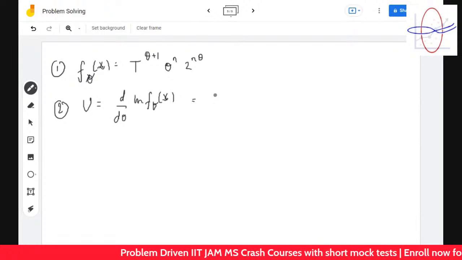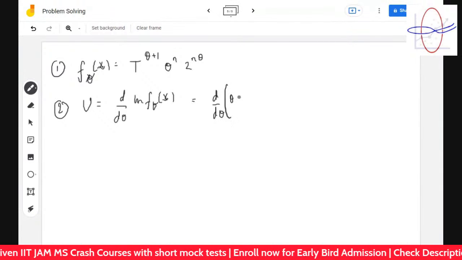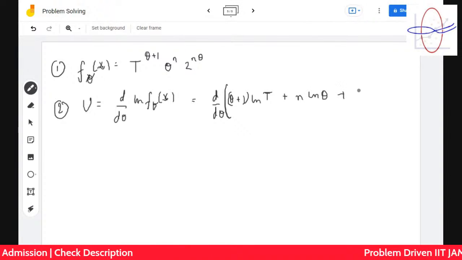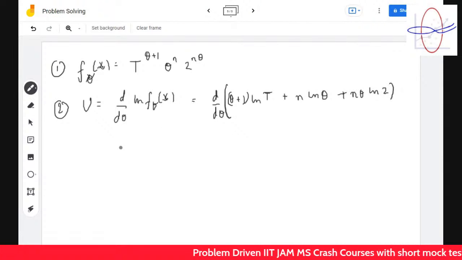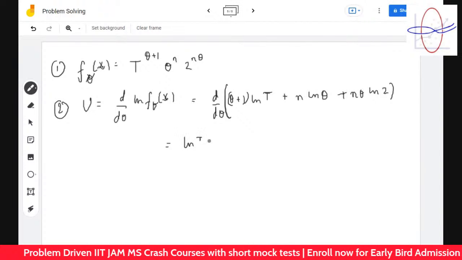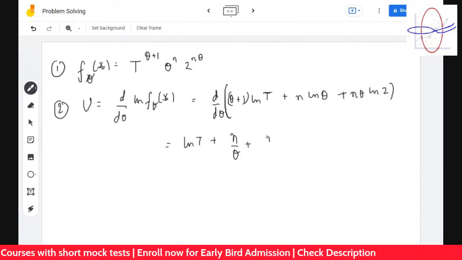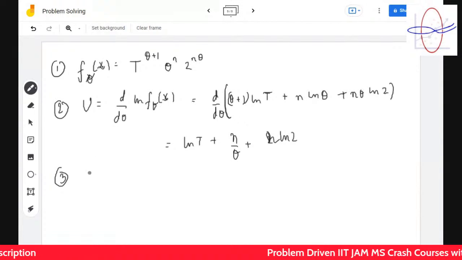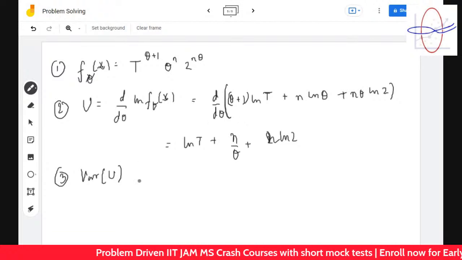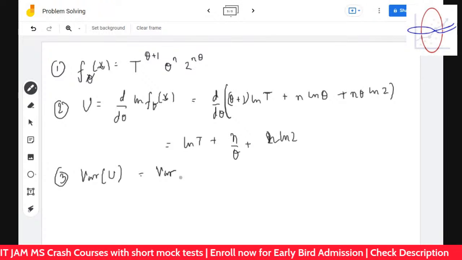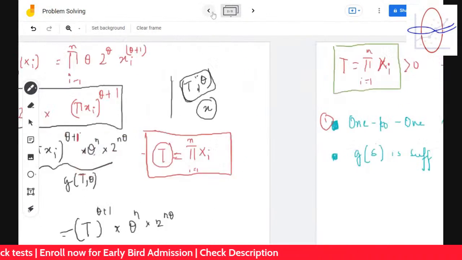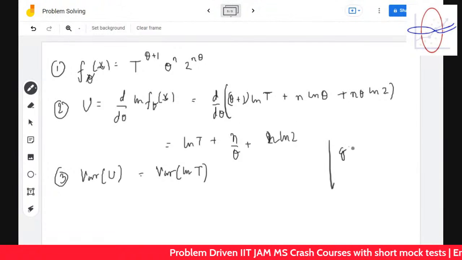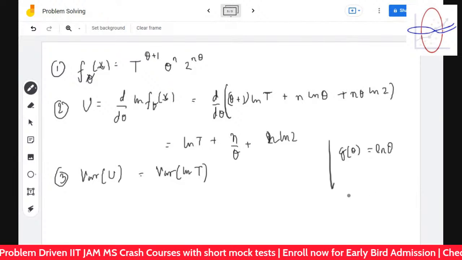You take the log, so you get d d theta of (theta plus 1) times ln t plus n log theta plus n theta log 2. If you do the d d theta, you get ln t plus n by theta plus n ln 2. Very good. Next you need to find the variance of u. These are constants essentially, so you need to find the variance of ln t. And I think the question mentions an unbiased estimator, so yes, g of theta is log theta over here.